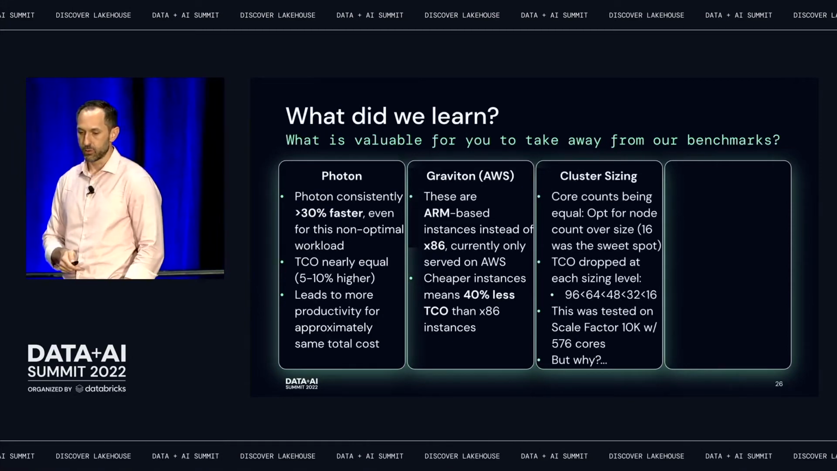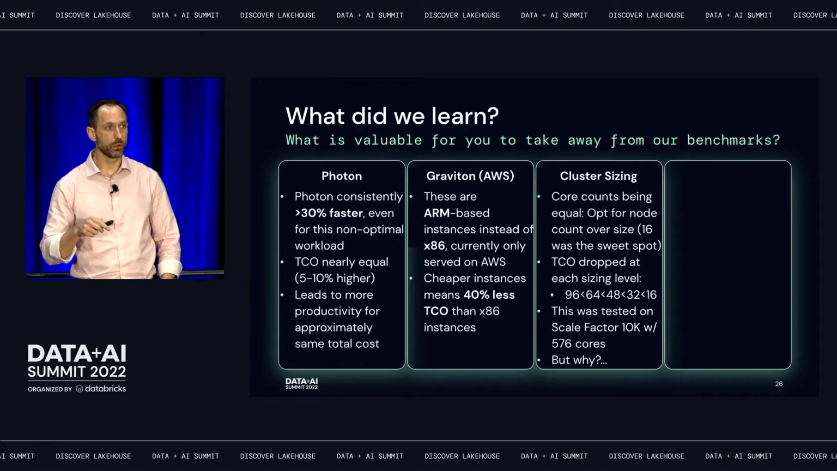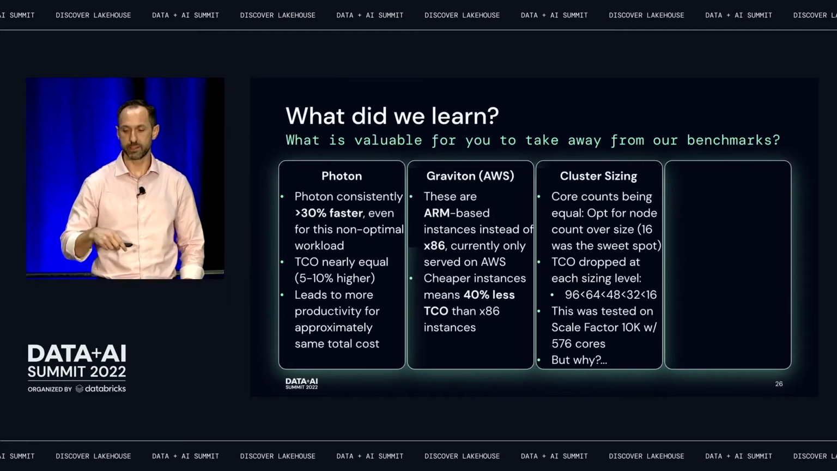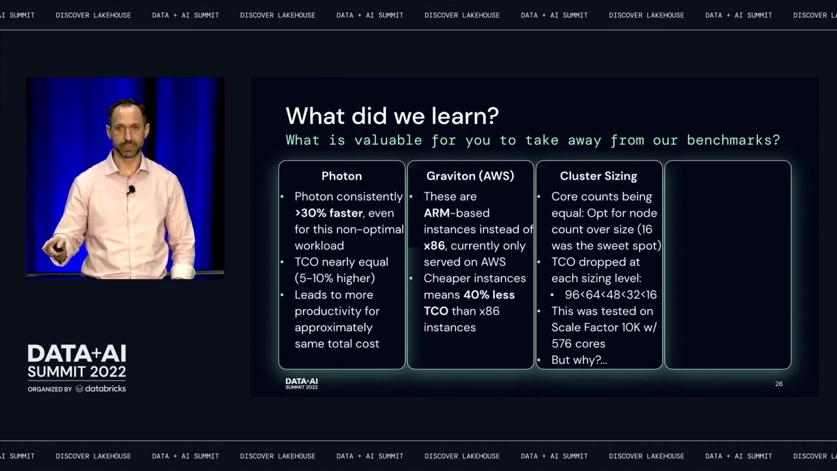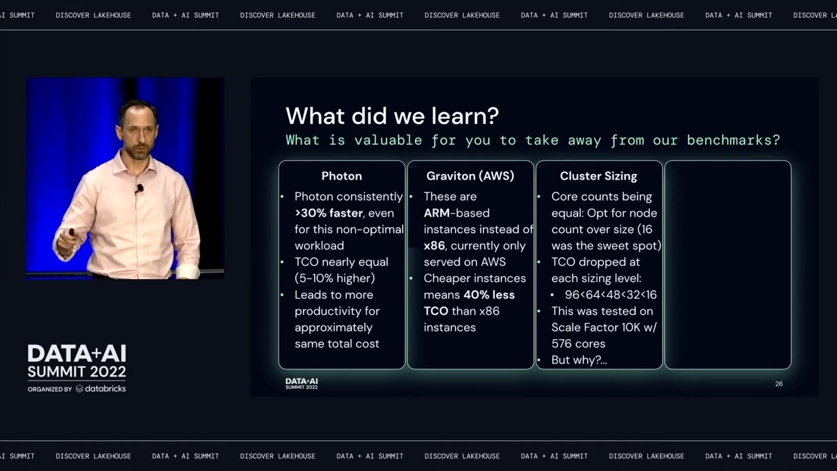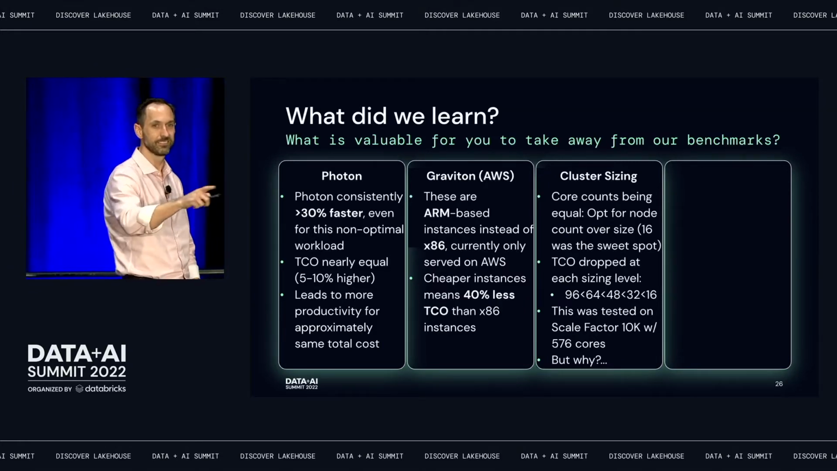Cluster sizing, core counts being equal, this was actually a surprise to me. The smaller nodes that were more plentiful actually ended up having the better performance, okay? So all the way from 96 down to 16, with the same number of cores, opt for the smaller nodes. If anybody has any theories why, hit me up after.